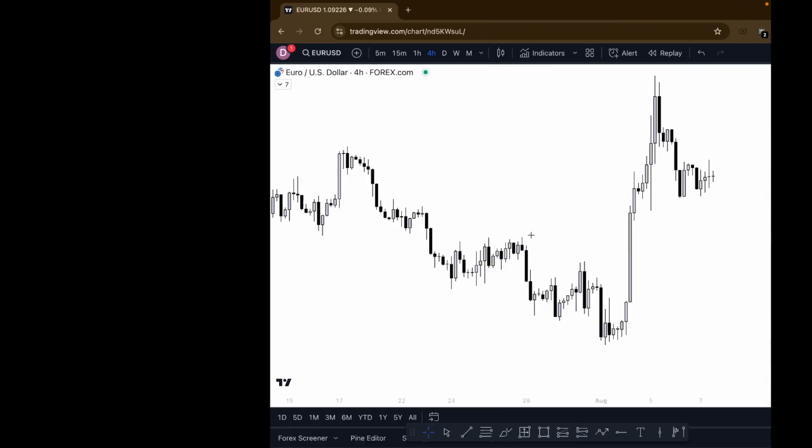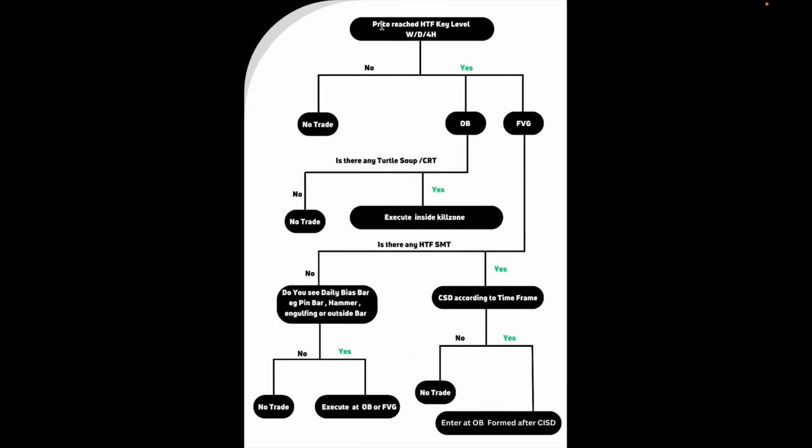So let's start with the model. The model is we have to execute the trades only when price has reached the higher time frame key level, right? So it can be weekly, daily, and 4 hour. And you have to keep one thing in mind, that if price doesn't tap the key level, then there is no trade. And also we'll try to trade from the internal range liquidity to the external range liquidity, right?